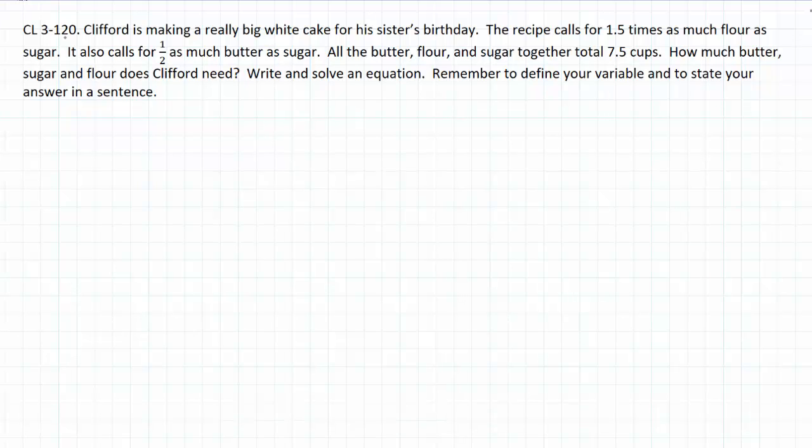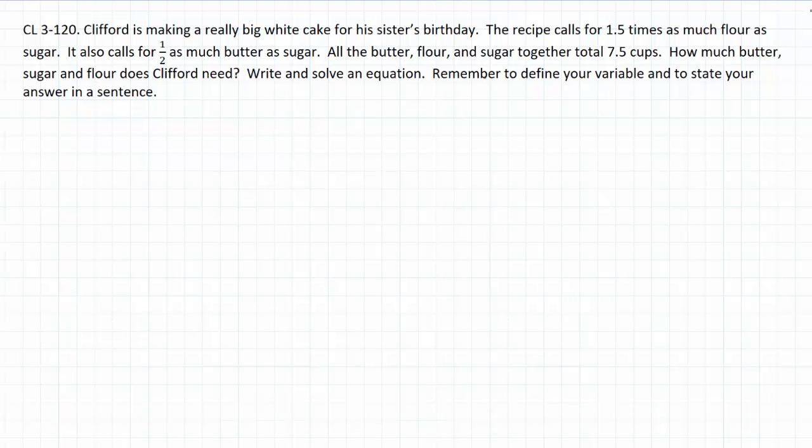Okay, 3-120. Clifford is making a really big white cake for his sister's birthday. The recipe calls for 1 5/10 times as much flour as sugar. It also calls for 1/2 as much butter as sugar. All the butter, flour, and sugar together total 7.5 or 7 5/10 cups. How much butter, sugar, and flour does Clifford need?